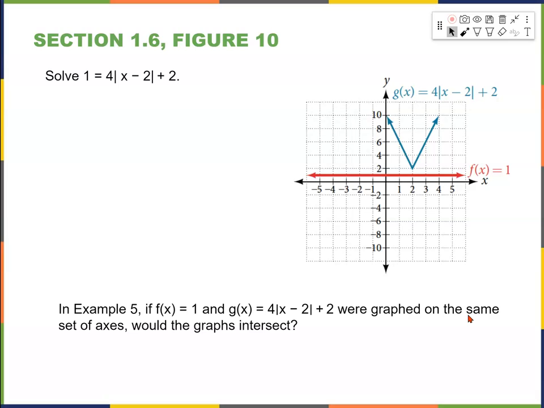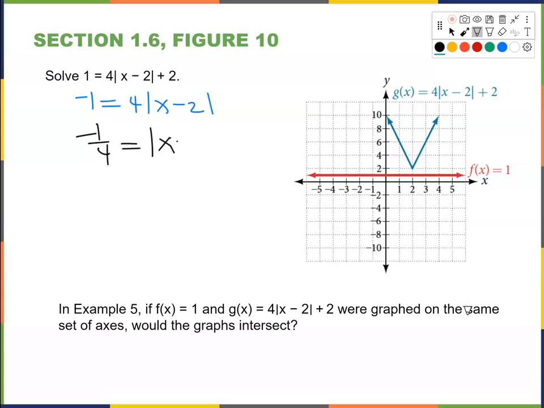Next example. Solve 1 equals 4 times absolute value of x minus 2 plus 2, and then we're going to graph it. So let's do the same thing here. The first thing that we do here is subtract 2 both sides. So this is now negative 1 is equal to 4 times the absolute value of x minus 2. And then we can divide it by 4 both sides. So negative 1/4 is equal to the absolute value of x minus 2.